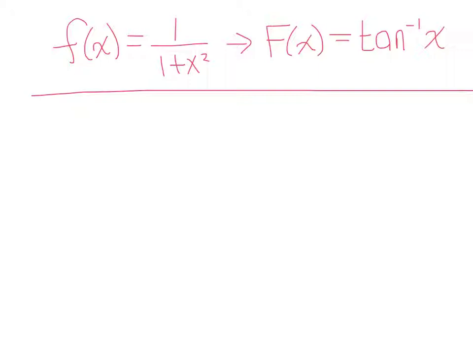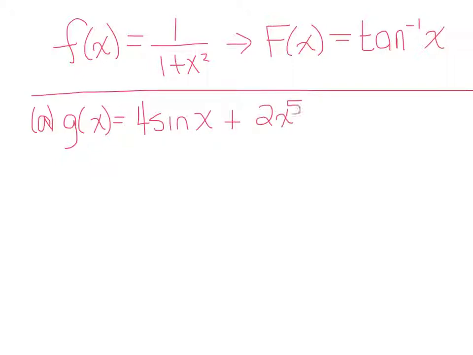And I want to kind of work 3 basic examples for us to get a sense of how to find these antiderivatives. And then in class we'll do some more complicated examples and do some class exercises to make sure we understand the concept of the antiderivative. So first of all, we'll look at g of x, which is 4 sine of x plus 2x to the 5th minus the square root of x, all over x. And we want to find the antiderivative. That's going to be the instructions.